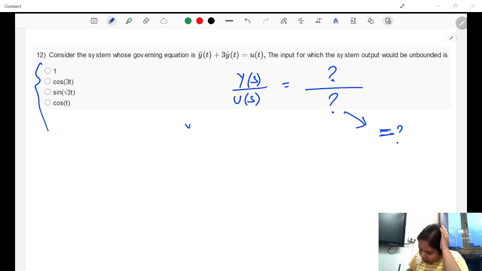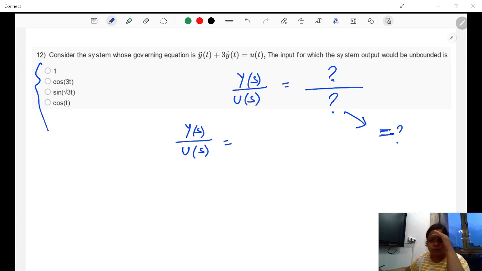What do you get when you try to find out Y(s)/U(s)? Can someone tell? s square plus 3s, madam. Okay, 1 by s square plus 3s. Y(s)/U(s) is 1 upon s square plus 3s. Yes, madam. Okay, so this is your transfer function.